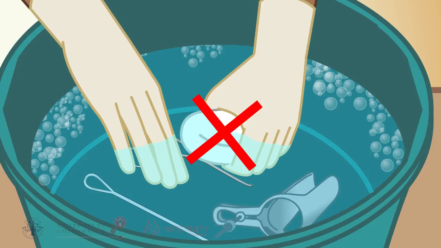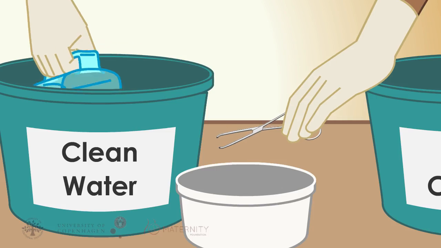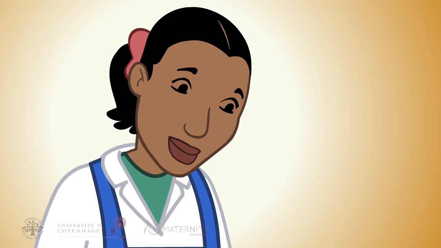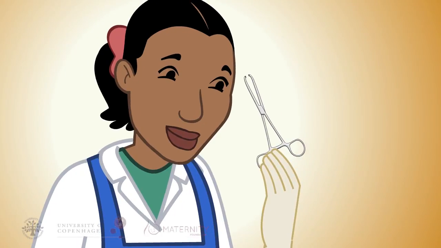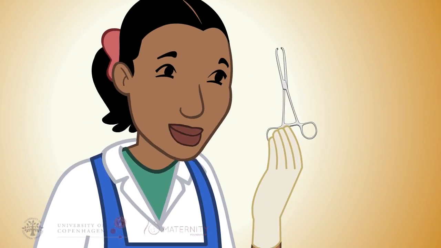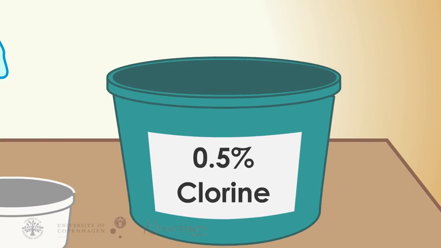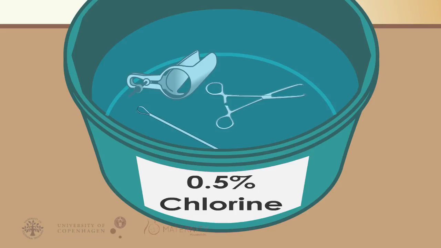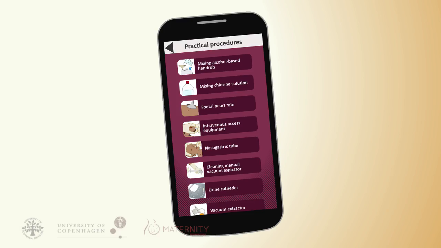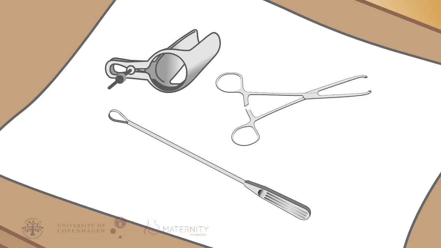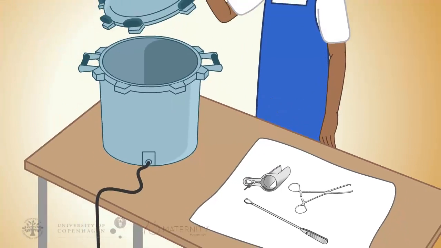Do not use bar soap for cleaning items. Rinse items with clean running water. All items should be individually inspected and be visibly clean. After cleaning, soak all items in a 0.5% chlorine solution to decontaminate for 10 minutes. See procedure on how to mix a chlorine solution. Rinse items with clean running water and air dry before sterilization or high-level disinfection.